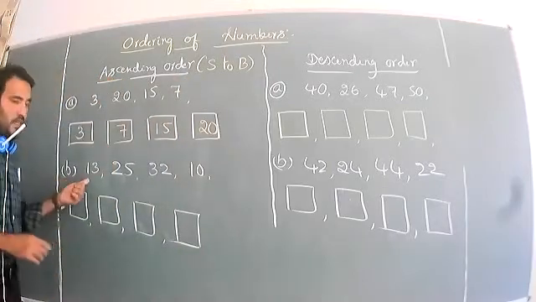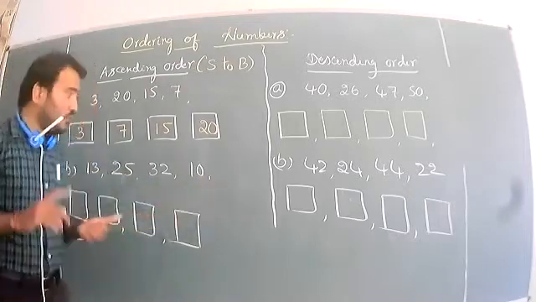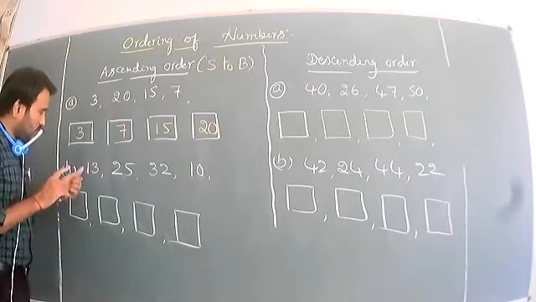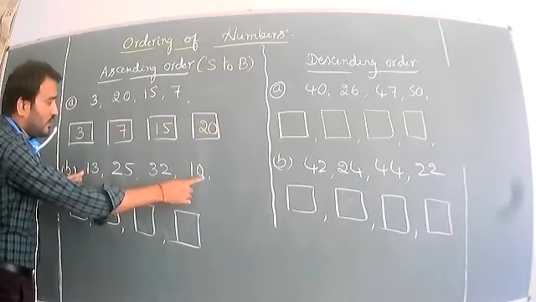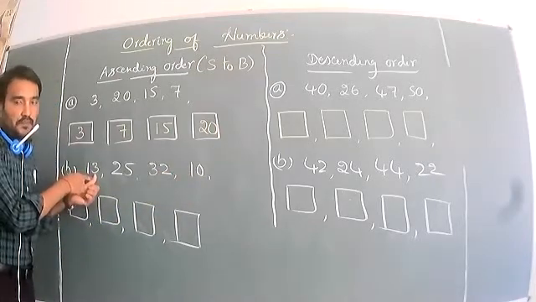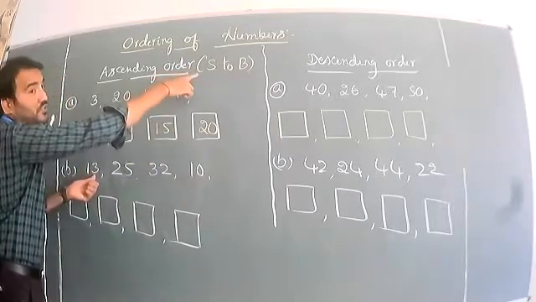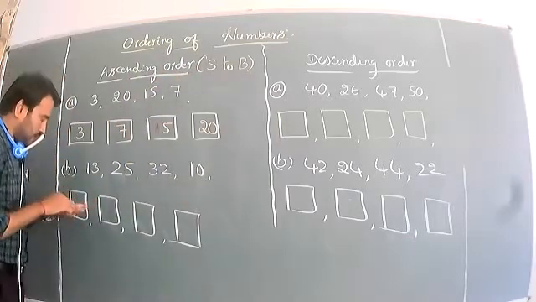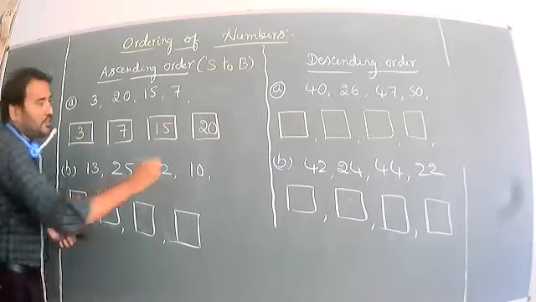Next, 13, 25, 32, 10, two digit numbers. So compare the one digit numbers first. One digit here, one digit here. So both the values are the same. So here 10, here 0. So here 0, here 3. Which one is greater? 3 is the greater. Smaller is 10. So we write small to big first. First the smallest number, 10.